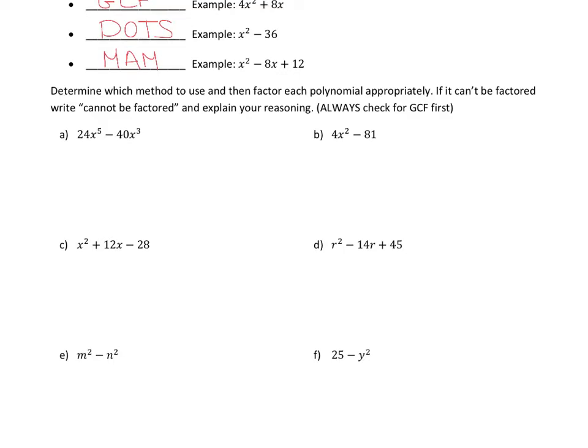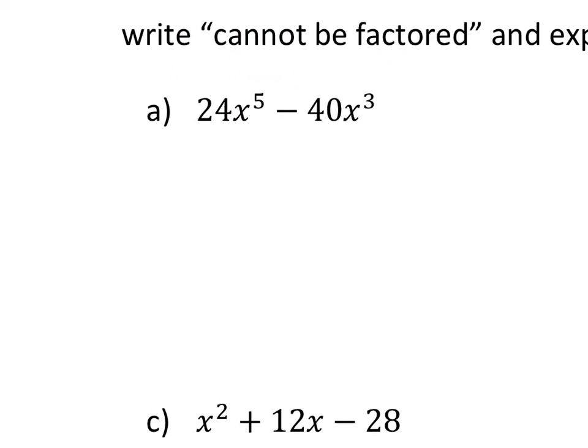So letter A. We have 25x to the 5th minus 40x to the 3rd. I'm always going to check for GCF. I have x's in common, and I have 24 and 40, which are both even, so I know at least a 2 goes into it. Of course, we're going to check to see if we have a higher number. For my x's, I can pull out the smallest amount, so x to the 3rd. And between 24 and 40, the GCF is 8.